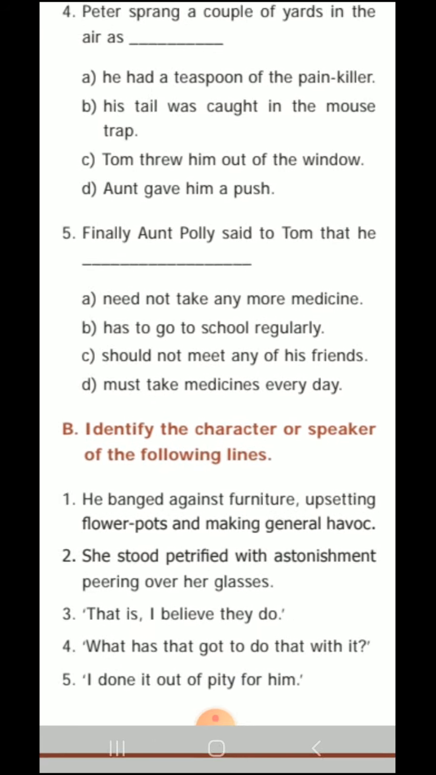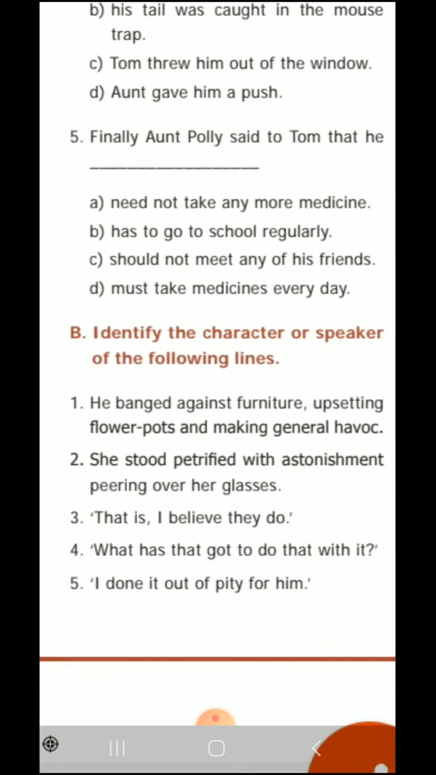See the B part. Identify the character or speaker of the following lines. See the first question. He banged against furniture, upsetting flower pots and making general havoc. See the second question. She stood petrified with astonishment, peering over her glasses. See the third question. That is, I believe they do. See the fourth question. What has that got to do with it? Fifth question. I done it out of pity for him.